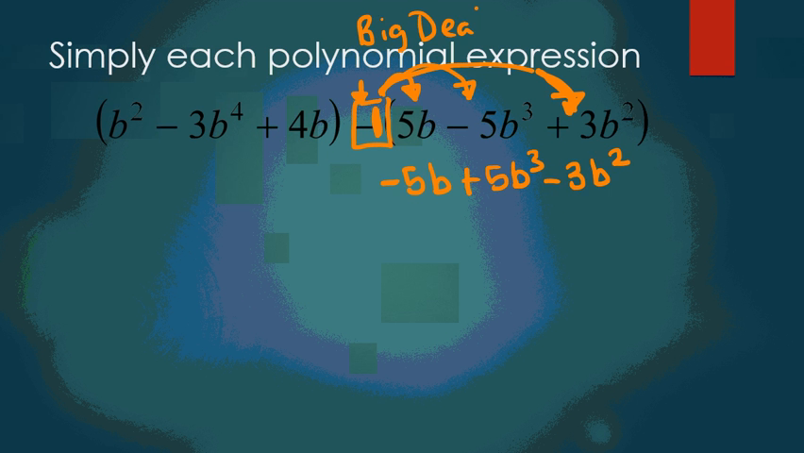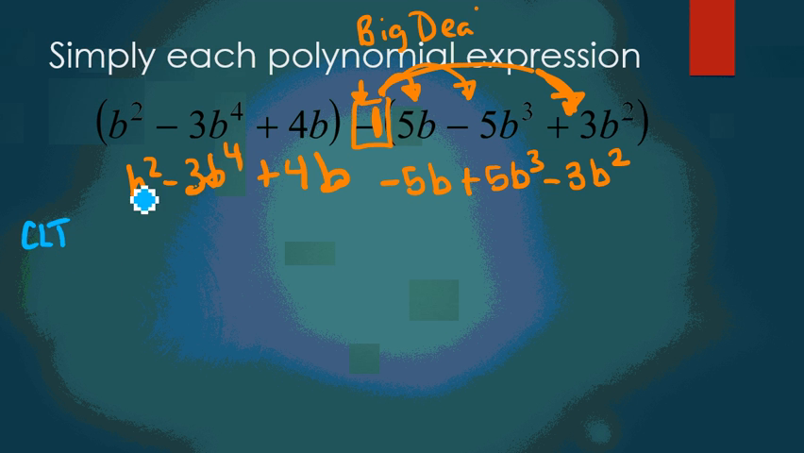All right, so next step is to bring down our other polynomial we haven't used, b squared minus 3b to the fourth plus 4b. So we have minus 5b plus 5b cubed minus 3b squared, all of that stuff right there. And now we're going to move to our combining like terms phase.